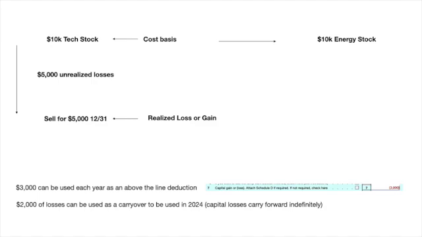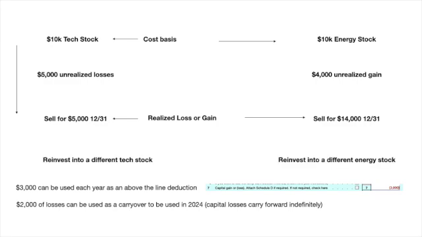So another way you can use part of your losses is, let's say you had another part of your portfolio, maybe it was energy, and energy did better this year. Tech was down and energy was up. So you have a $4,000 gain in your energy stock, and then at the end of the year you sell it the same way and you realize your gain. So you have a $5,000 realized loss and a $4,000 realized short-term gain.